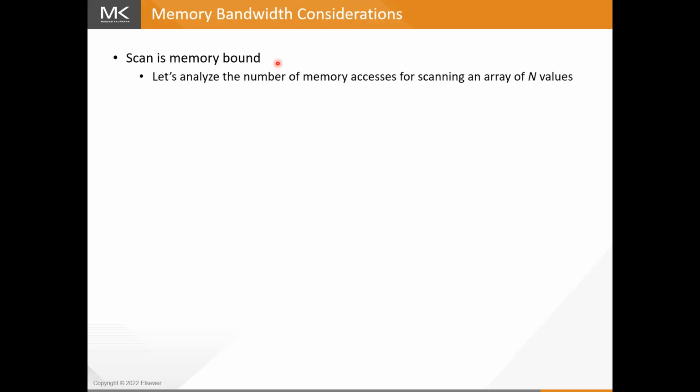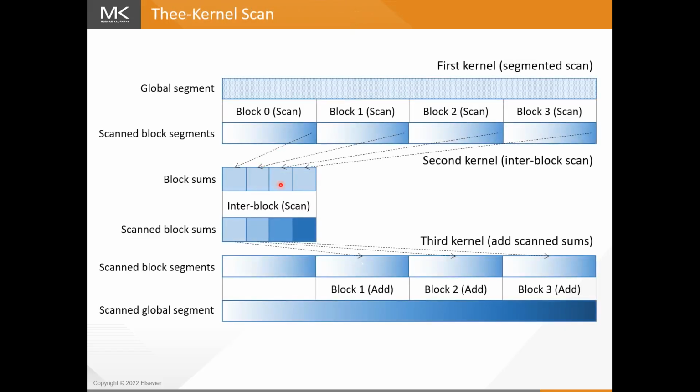Okay, and let's ignore the partial sums. So here the partial sums are very small, right? Every block is going to be responsible for 4,096 elements, and it's going to have one partial sum. So really the most of the global memory accesses are in these large segments.